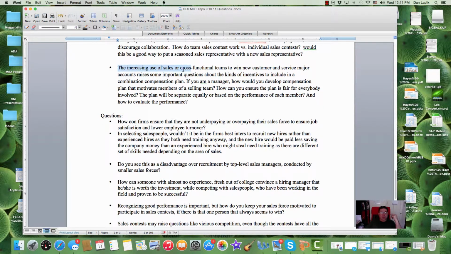Increasing the use of sales or cross-functional teams to win a new customer and service major accounts raises some important questions about the kinds of incentives to include in a compensation plan. If you're a manager, how would you develop a compensation plan that motivates members of a selling team? How would you ensure that the plan is fair for everyone involved? Will the plan be split equally or based on performance for each member, and how do you evaluate the performance?